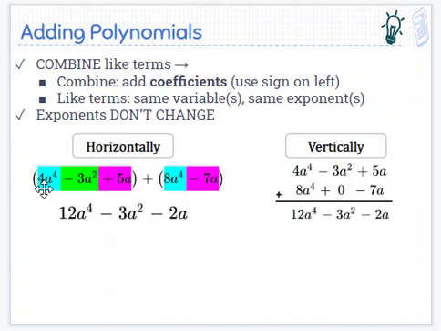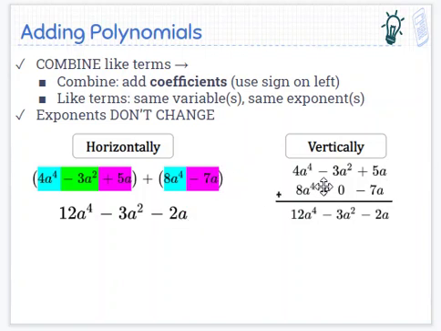So we add the 8a to the fourth and the 4a to the fourth. So 4 plus 8, you just add your coefficients. We get 12. Now the negative 3a squared, that's the only a squared term in either expression. Therefore, we just bring down the negative 3a squared. And then last but not least, positive 5a, negative 7a, 5 minus 7 gives you negative 2, and you keep the a. You don't do anything else. Just make it a.